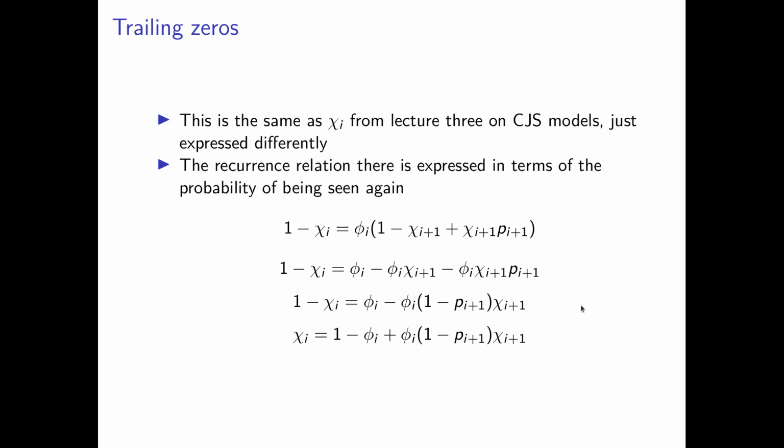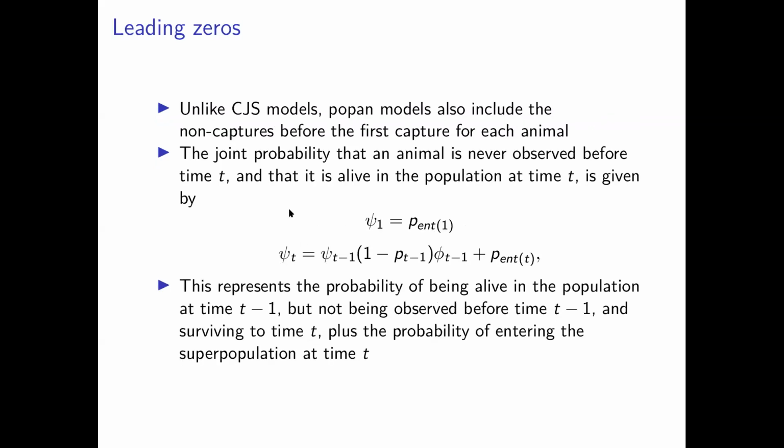And then the key difference from CJS models is that POPAN models also include the non-captures before the first capture for each animal. So remember, CJS models only model the capture histories after the first capture of the animal, because before then you don't know whether it was alive or not, so you can't model survival.